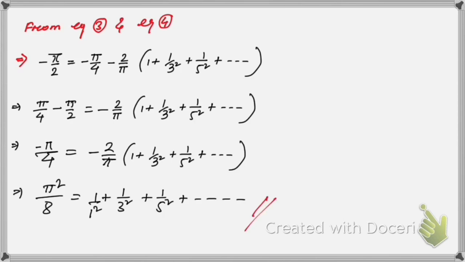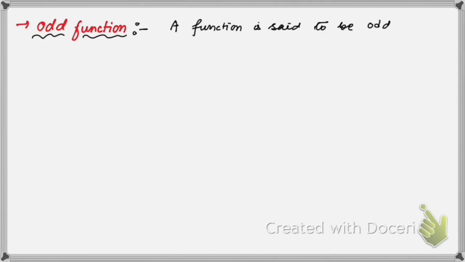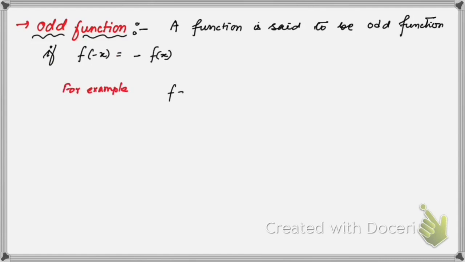So now let us discuss the odd function and even function. Let me go to the next slide. So what do we mean by odd function? A function is said to be an odd function if f of minus x is equal to minus f of x. For example, suppose we have f of x is equal to x cube, right? If you put minus x, then it will be minus x whole cube, that's going to be equal to minus x cube, right?